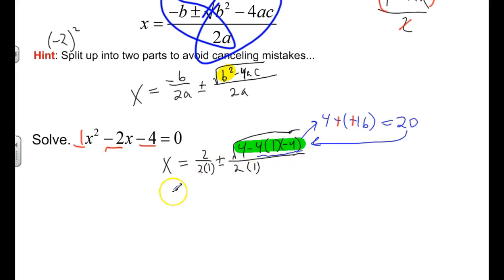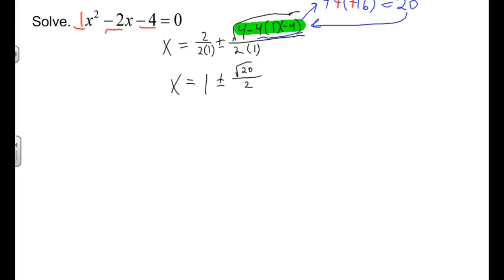So we're ready to come back to our equation and simplify it a little bit. Here would be 2 over 2, which is 1, plus or minus the square root of 20 over 2. And that can be simplified just a little bit more. So we could say that x equals 1 plus or minus, and we know that the square root of 20 is really 2 root 5, since 4 times 5 is 20. And then you can cancel out the 2's, so you're just left with x equals 1 plus or minus the square root of 5.